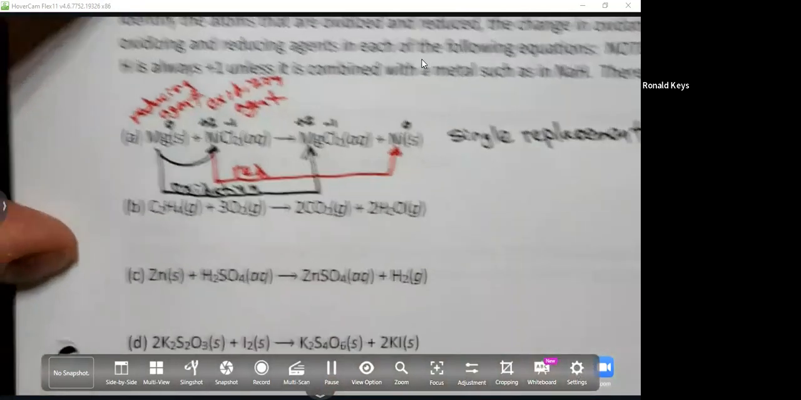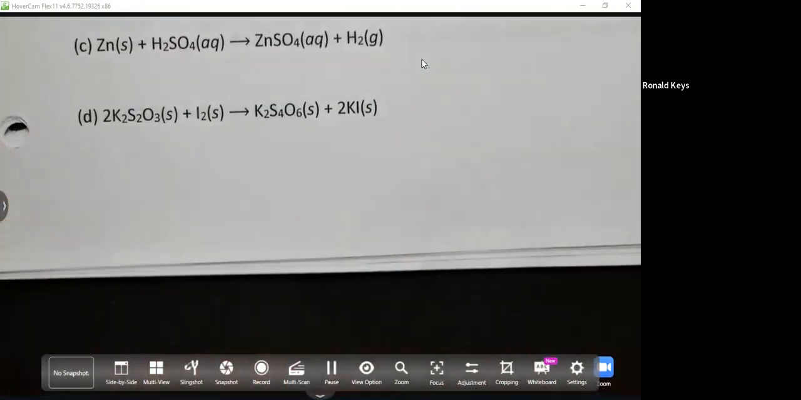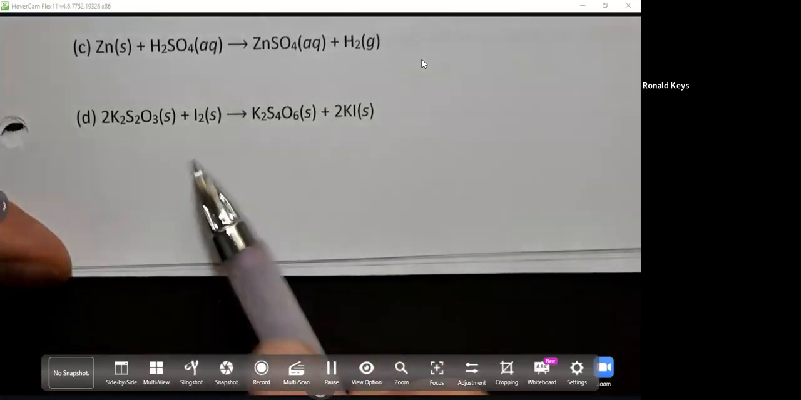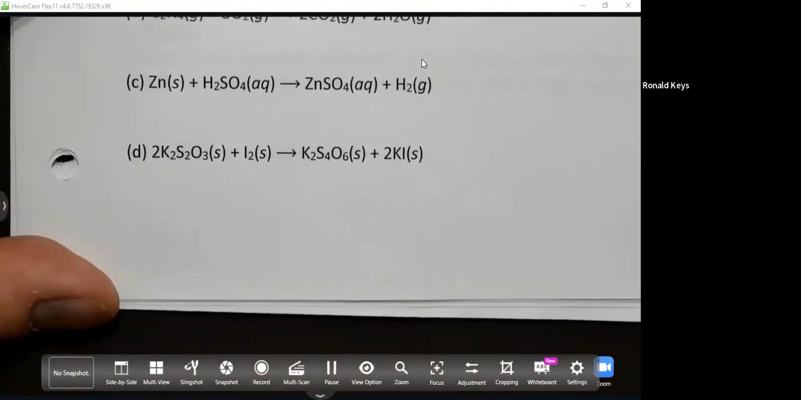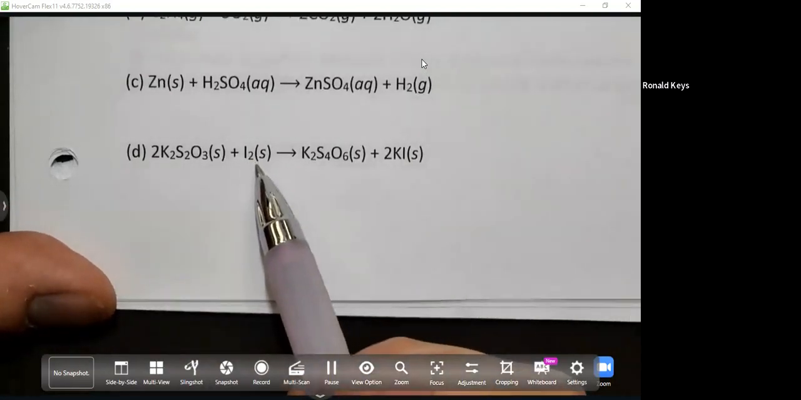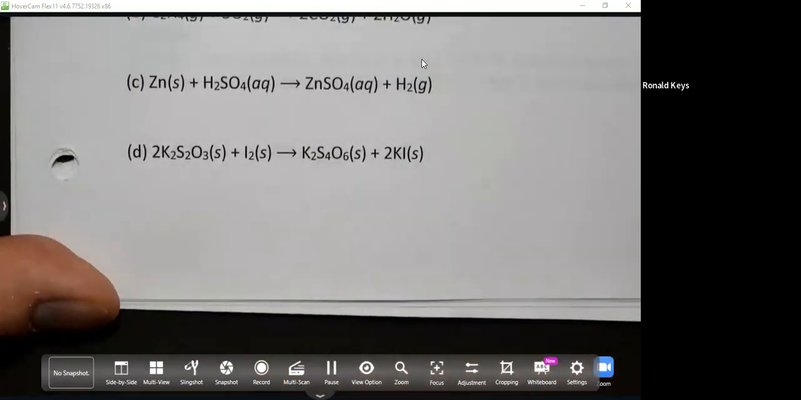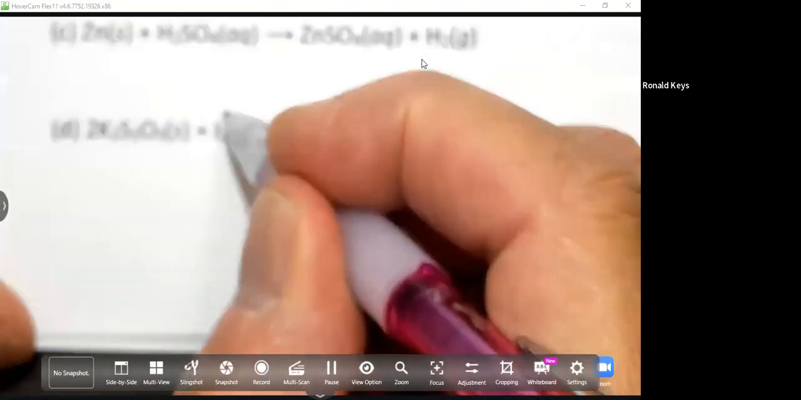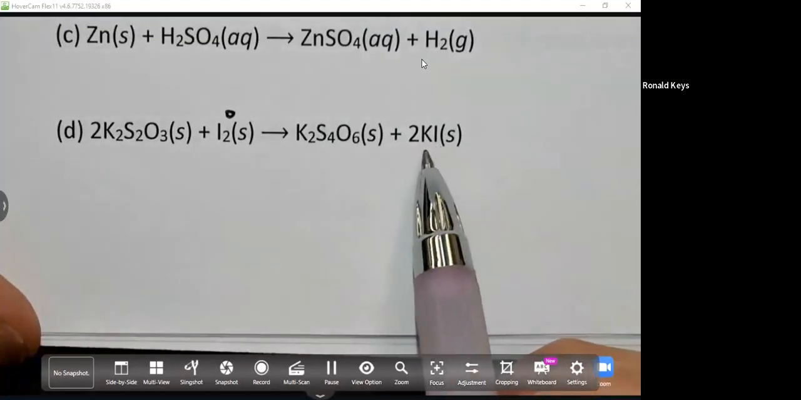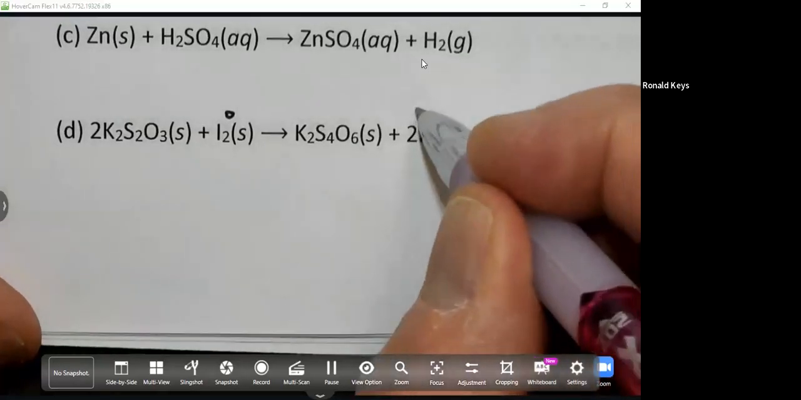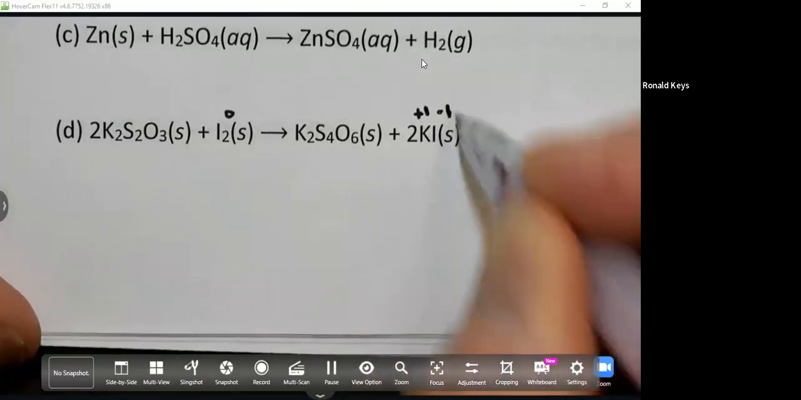Let's do this one, letter D, an oxidation reduction reaction. For sure. How do you know that? You've got iodine uncombined by itself. Iodine uncombined, what is the charge? 0. There is no charge. Over here, it has to have a charge. It's in the compound. So this would be +1 and -1 on this iodine.